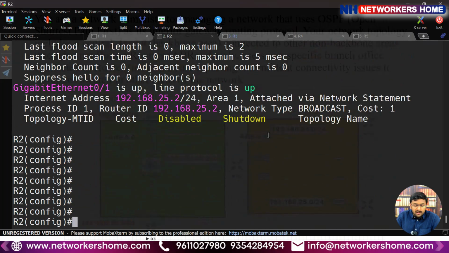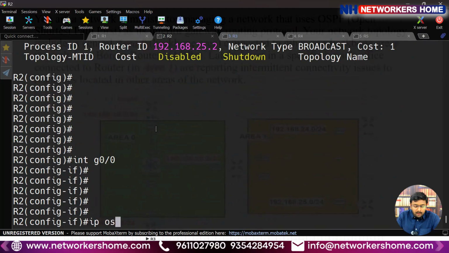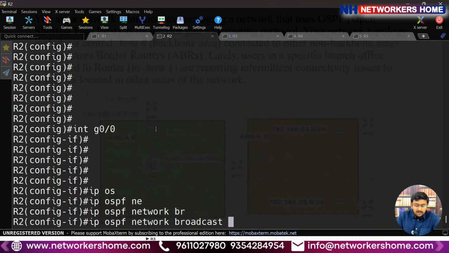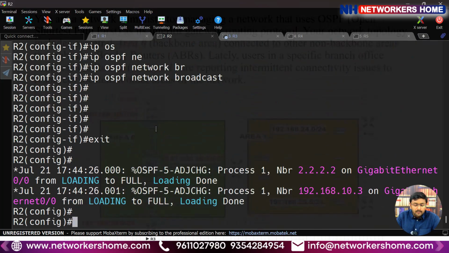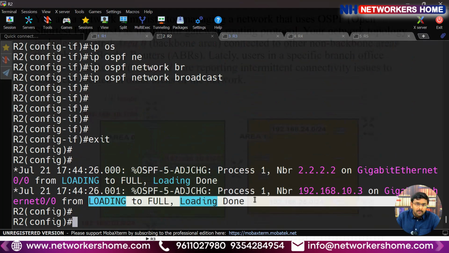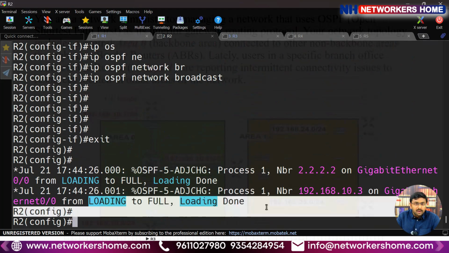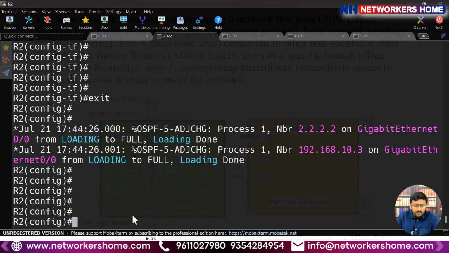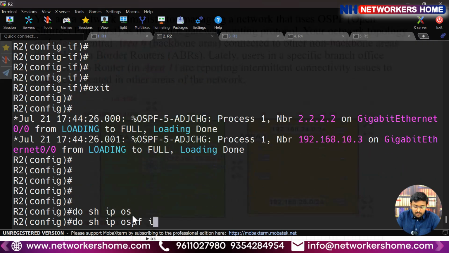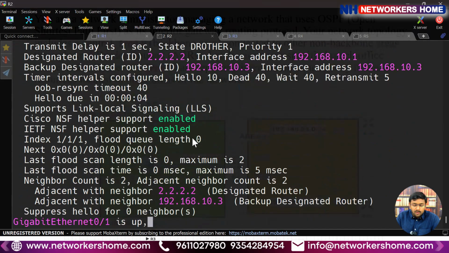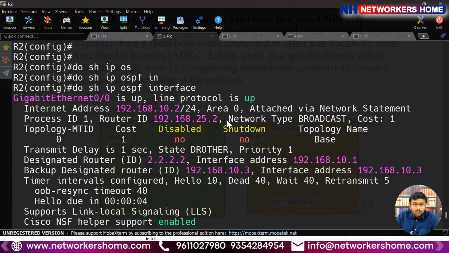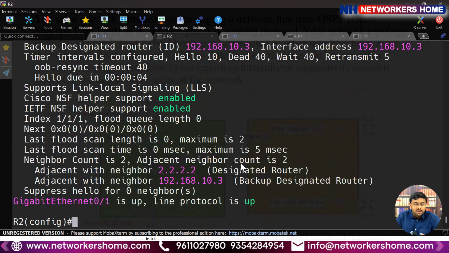Okay. Now, as it is point to multipoint, if we again change interface G0/0 IP OSPF network as a broadcast, give exit. So the neighborship has been formed and it came to the full state. So now if we check do show IP OSPF interface, the network type is what? Broadcast, and it is in the full state. So this is one of the scenarios.